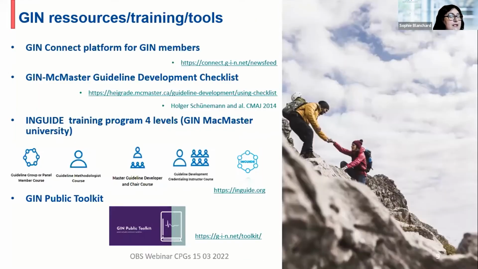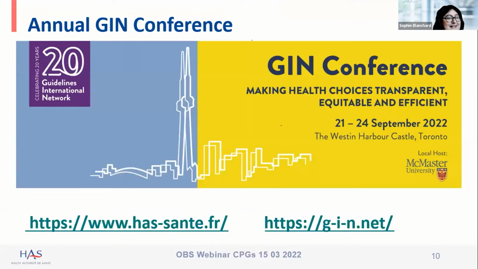In addition, GIN provides opportunities to access tools and training in the guideline field, such as the GIN McMaster Checklist. The most recent ones are the INGUIDE training program with 4 levels and the GIN Public Toolkit. Lastly, another opportunity to start collaboration and exchange is to attend the annual conference organized by GIN, and I hope to see you in person in Toronto in September.